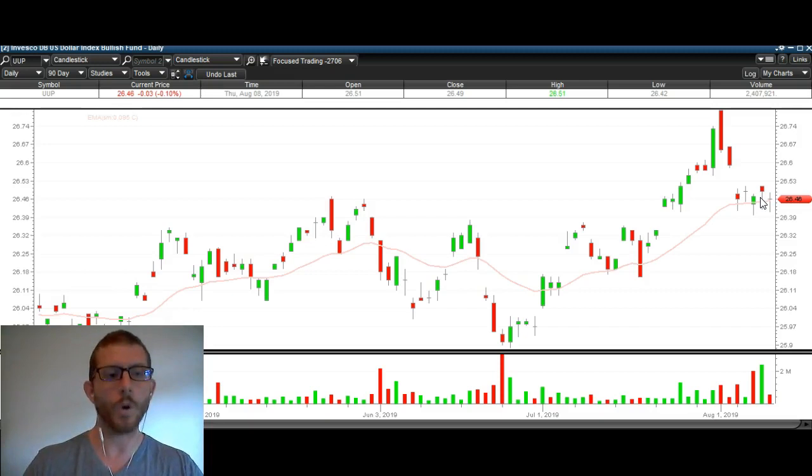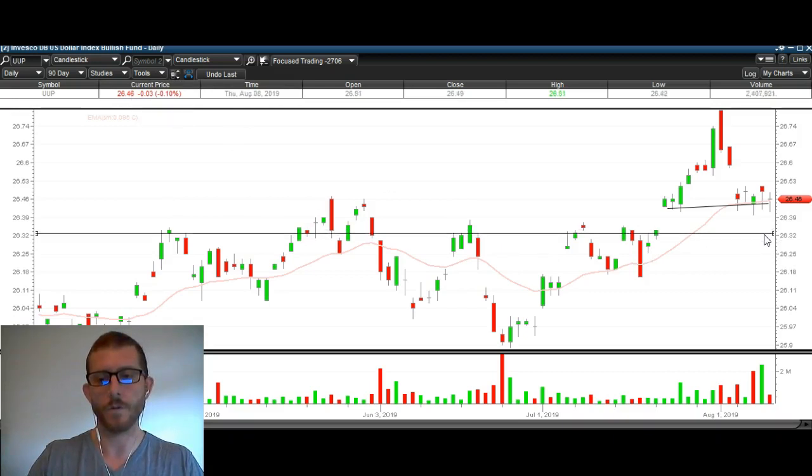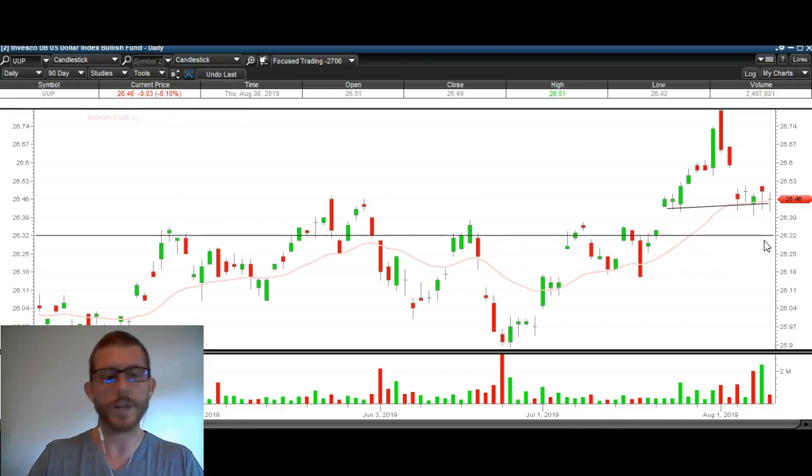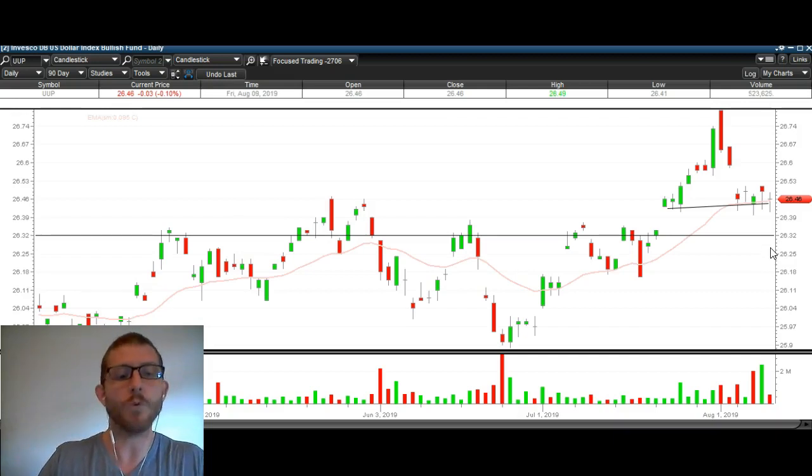Now I want to go over the longer term view. You've seen we're holding this level right here. Where you want to get bearish is if this level gets broken. If you're looking at the UUP chart, if we close below about 26.25, to me that would be a bearish signal and would send this commodity lower. That's what you want to look for.